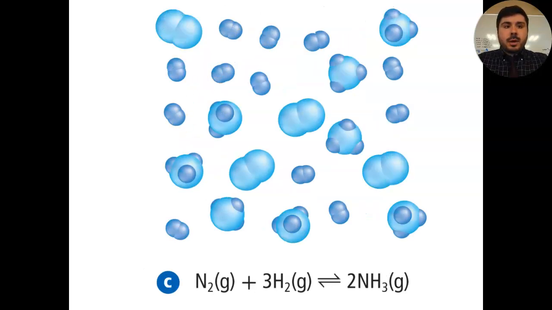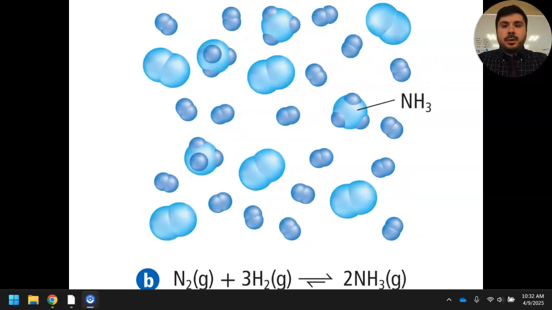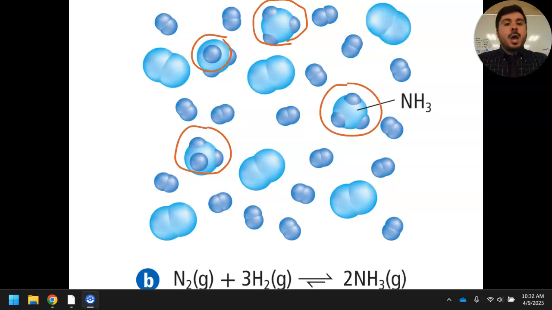Oop, slide one backwards. Let's try it again. We've got one right here, NH3 over here, NH3 over here, and an NH3 over here. But again, outside of these four particles, guys, the rest of them are still a bunch of N2s and H2s. There's still a ton of those reactants that have not yet formed products.